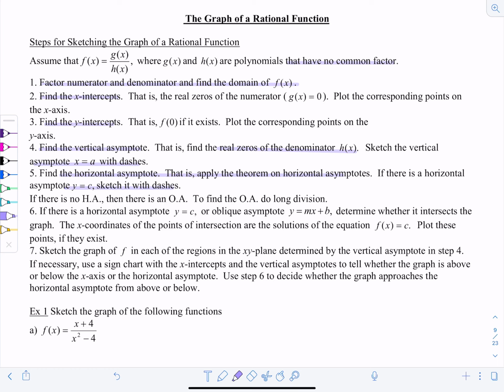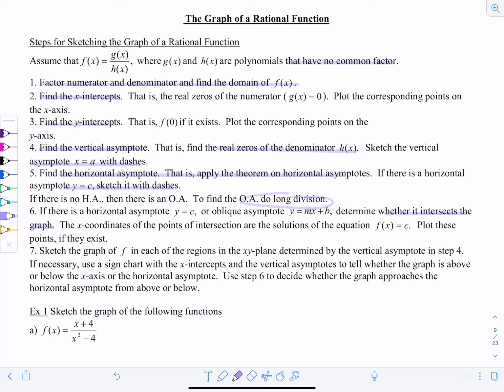If there's no horizontal asymptote, then sometimes there's an oblique asymptote. To do this, you're going to use long division. And then if there is a horizontal asymptote or oblique asymptote, you need to determine whether or not it intersects the graph. Now, this might seem strange to you, but I did mention before, this is possible on occasion.